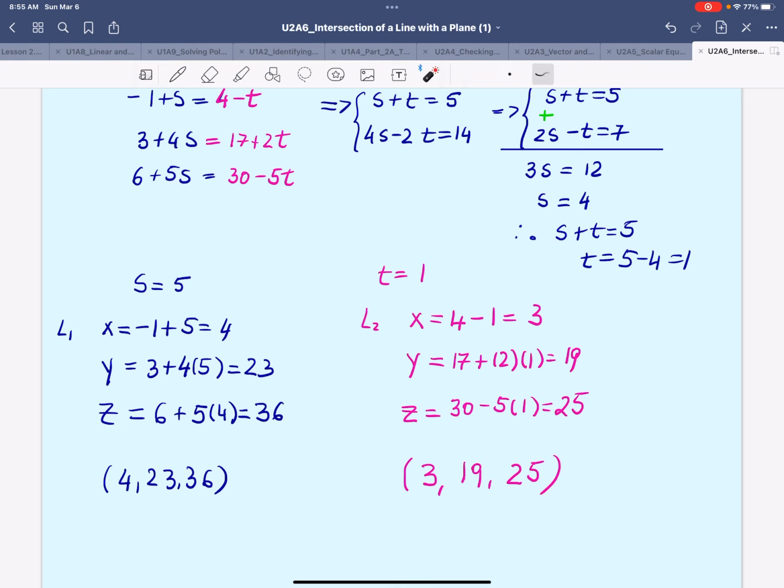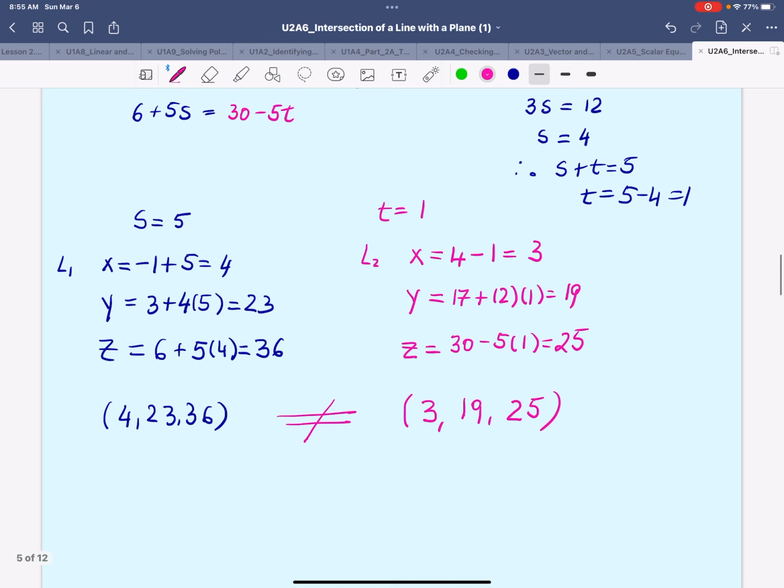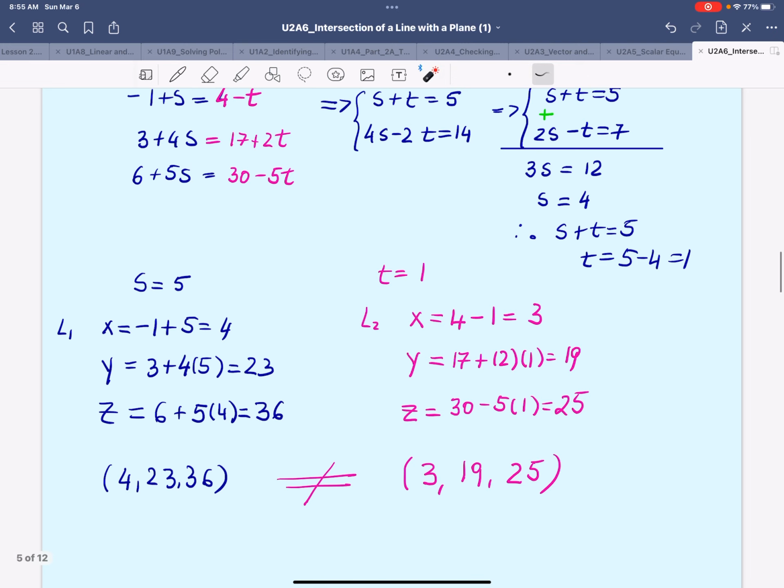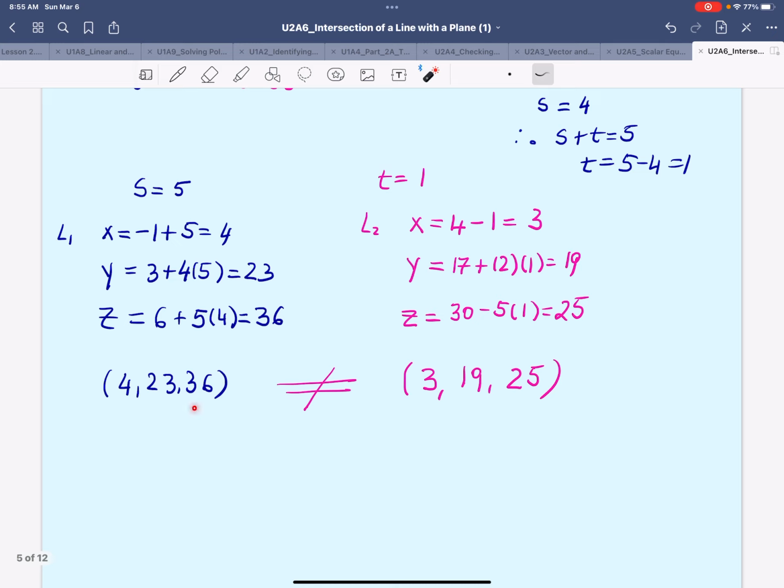Now, since these two points have different coordinates, it means that this cannot be an intersection point, which tells us that the two lines do not intersect each other. However, we were able to find the values of s and t. The fact that we were able to find the values of s and t, but they didn't produce the same point, tells us that the point of intersection would have existed if the lines were not going in two parallel planes.